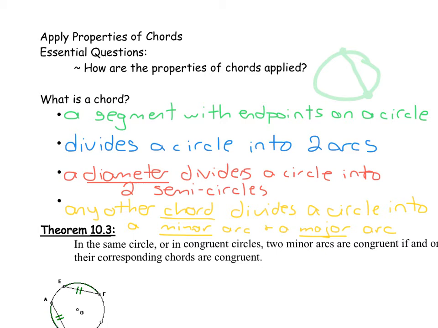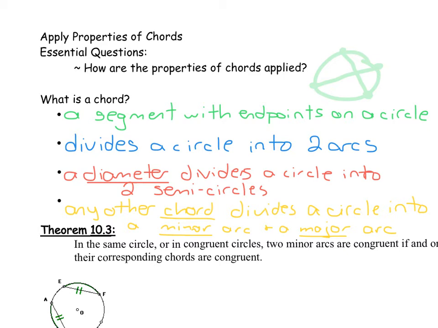It could go right through the center. Then it would be a diameter, which we also review here. But any segment whose endpoints lie on the circle is a chord.